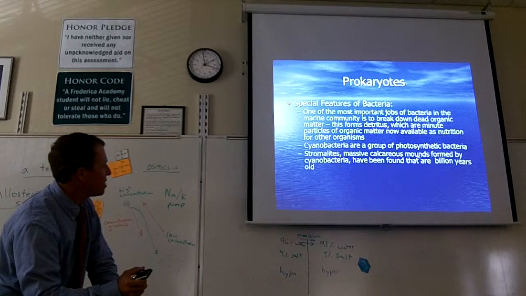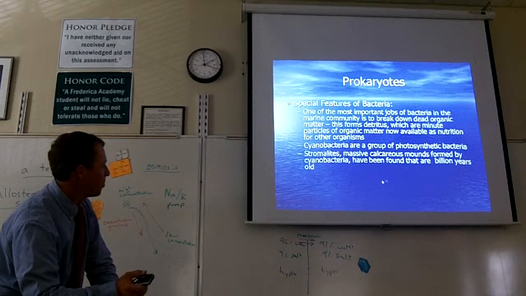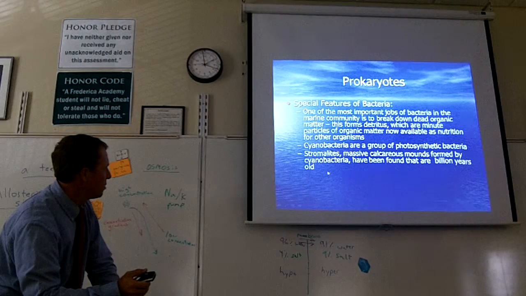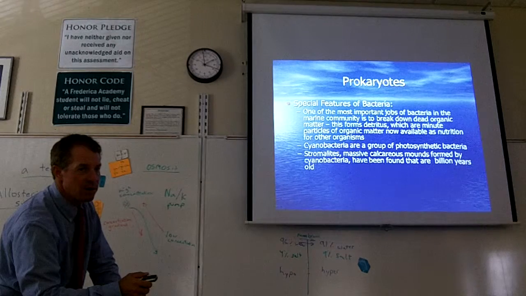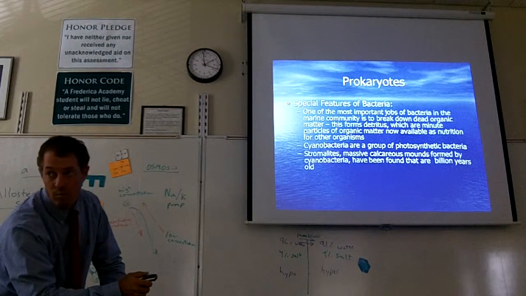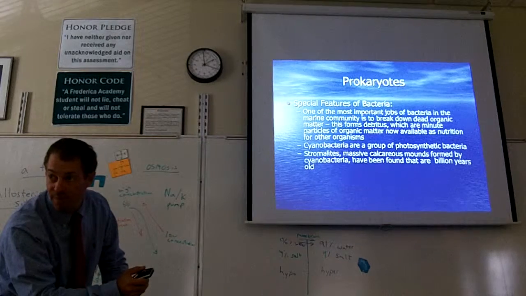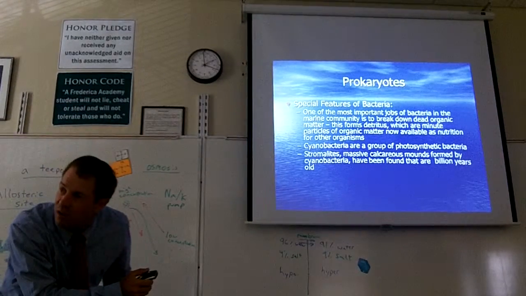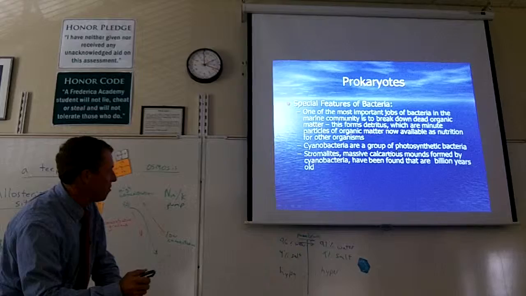Stromatolites, massive calcareous mounds formed by cyanobacteria, have been found that are billions of years old. Stromatolites. I'll show you a picture of them when you get done writing here. What's calcareous? Calcareous means it's hard. It's made of calcium, the same material that shells are made of. And the mounds are tough to protect the bacteria.